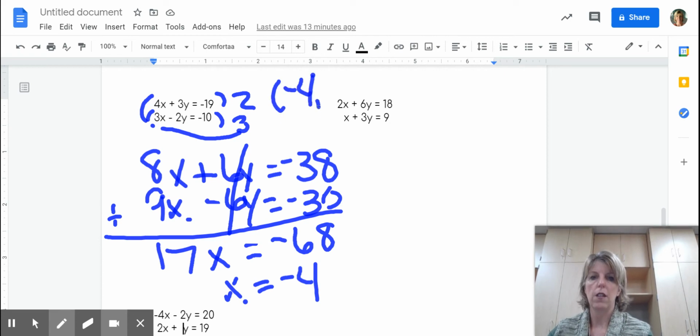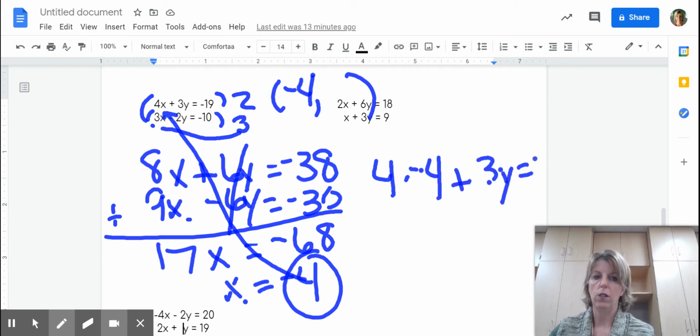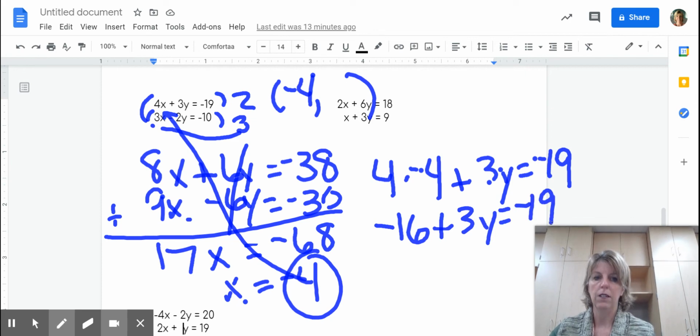So negative 4 is the x coordinate of my coordinate pair. Now to find y, take the negative 4, plug it in. Let's put it in the first one. So I'm just going to take that negative 4 and substitute the value. So it's 4 times negative 4 plus 3y equals negative 19. That gives me negative 16 plus 3y equals negative 19.